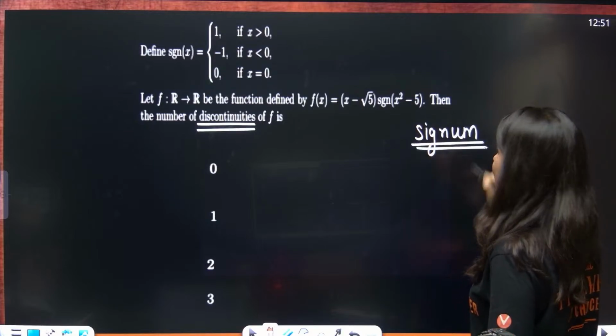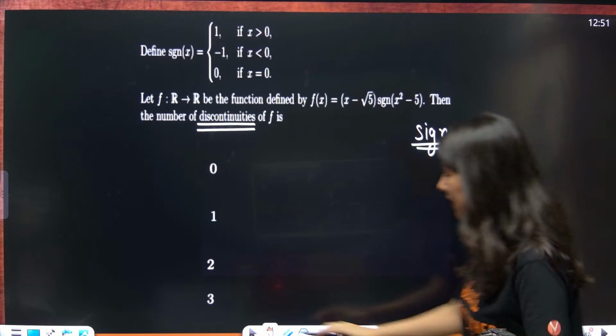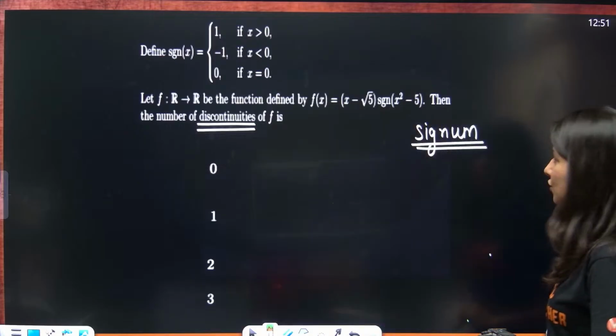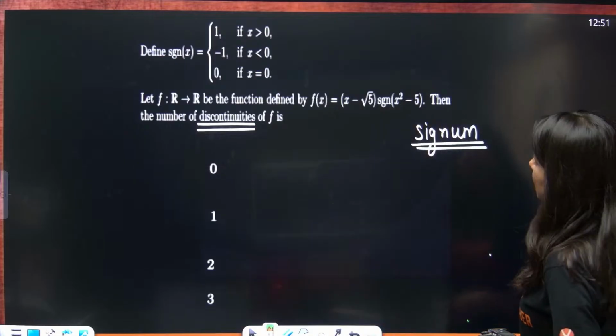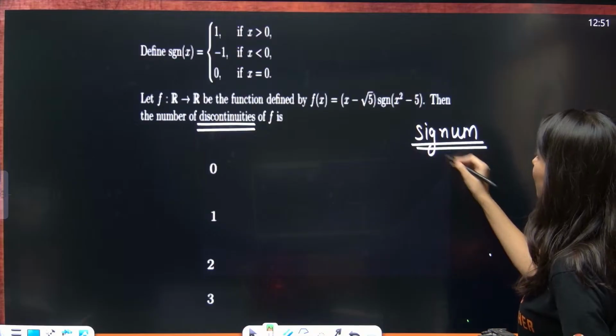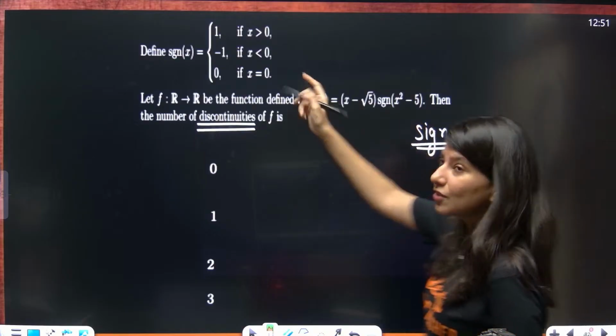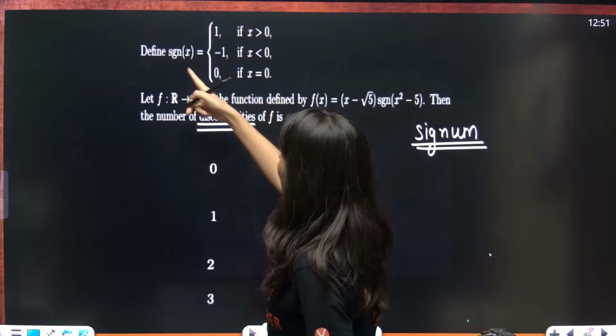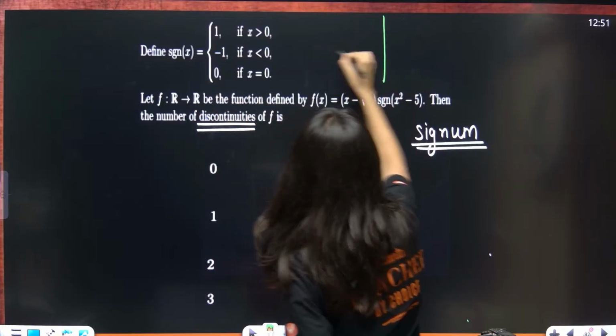Good question by the way. Signum function doubtful points. Can anybody tell me? So ma'am, signum function doubtful points will become when, see this is your signum function, I don't know how many of you know it. Let me draw it also.